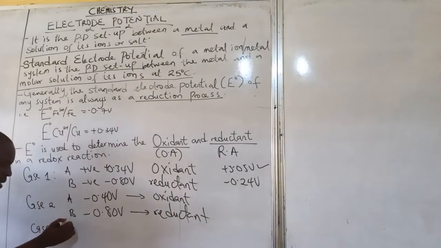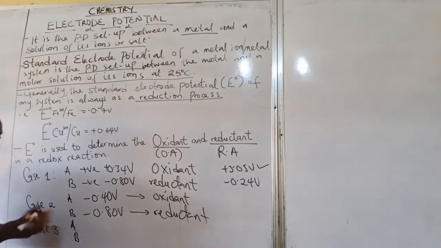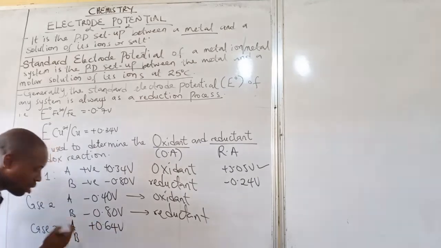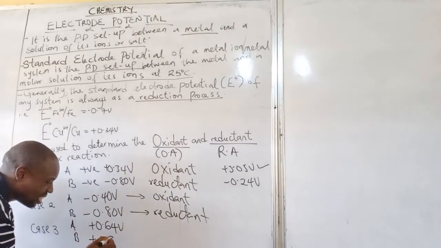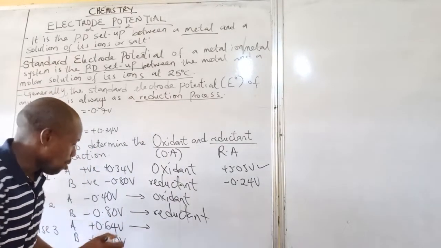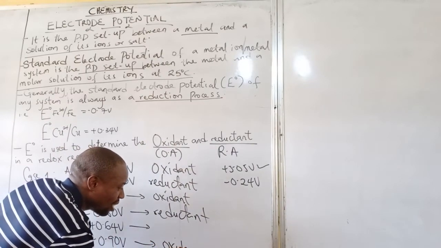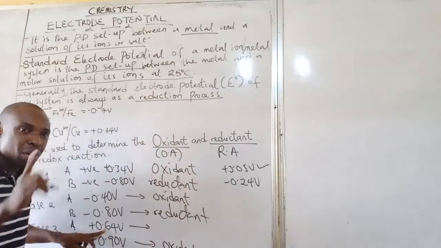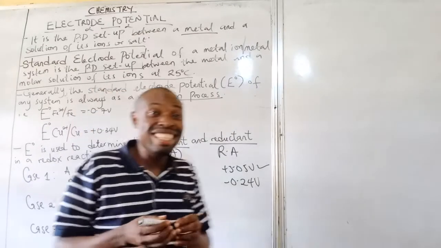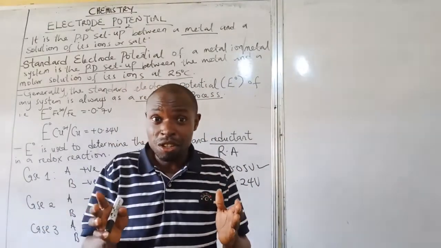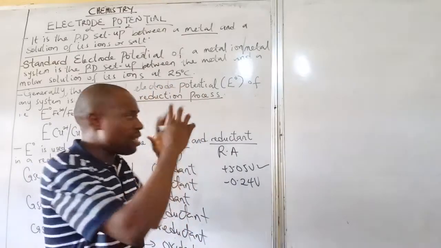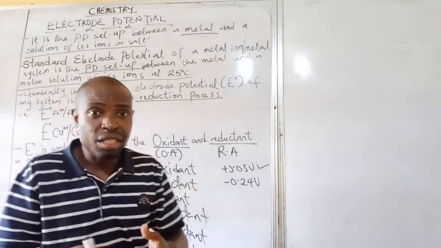Now in case 3, whereby I'm having A and B and both are positive, let's say I'm having plus 0.64 volt and B is plus 0.90 volt. Look at it. The more positive will be the oxidant, and the less positive will be the reductant. It is as easy as that. Very, very easy. You get me now? That is how easy it is. So we'll move to the next case.